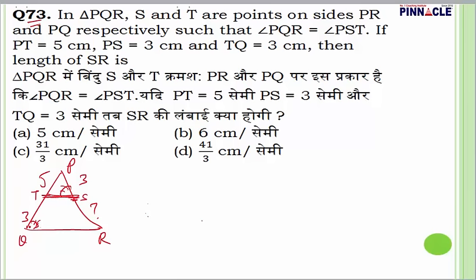Very interesting question. Now, in triangles PTS and PRQ, this angle is equal to this. These are two similar triangles. Why? There is one common angle, and this angle is given, which is equal to this. So this angle is equal to this. You can draw this diagram separately also.